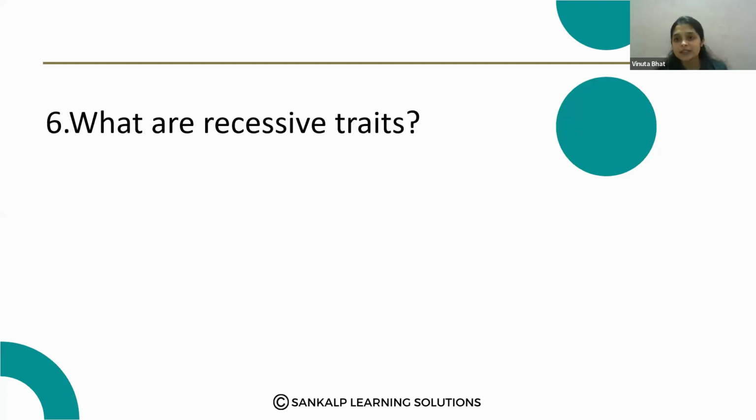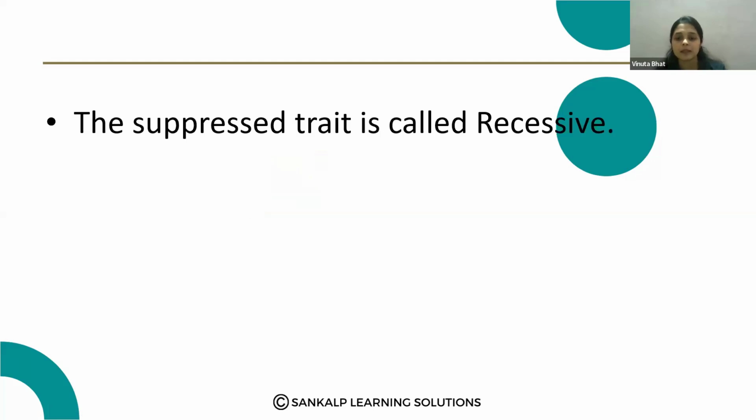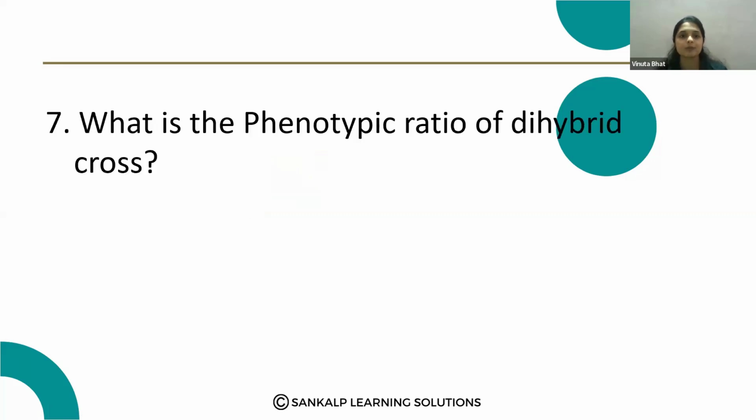What are recessive traits? In a heterozygous condition, for example, Tt, here capital T indicates the dominant trait, because it is expressed. What is not expressed is the small t, dwarfness. That is called a recessive trait. The suppressed trait in a heterozygous condition is called recessive.